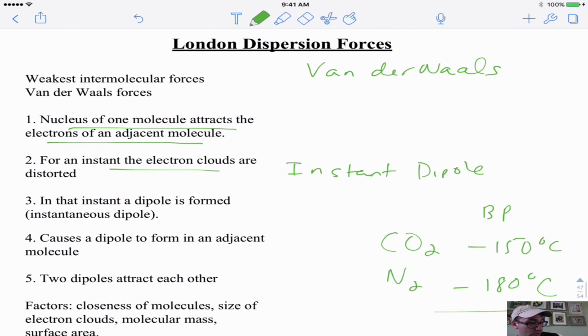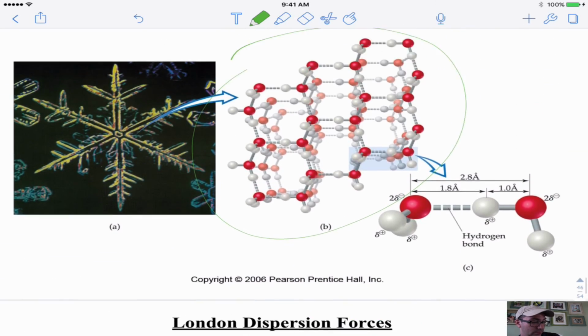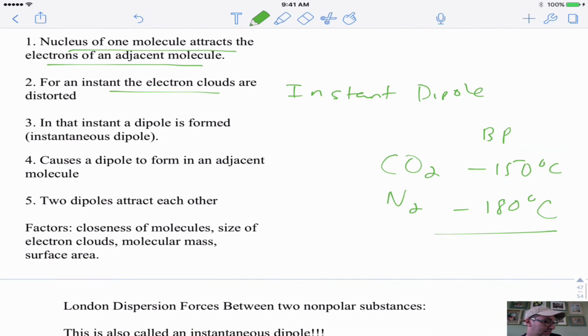One thing I want to talk to you about with these London dispersion forces before we stop, and that is this statement right here, which I'm going to highlight, and that is the factors. If we want to get the intermolecular forces to take effect, we need to get the molecules close. And the larger the molecule is, the higher its boiling point. And I'll show you that right here really quickly.